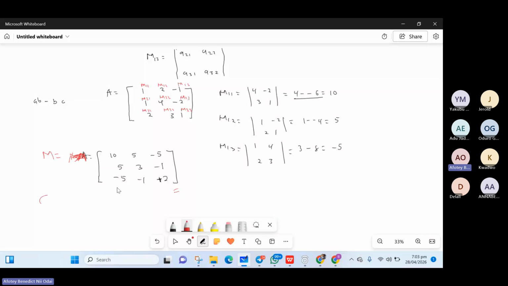Now, the second thing is to find the matrix of cofactors, and we are going to use the formula: plus, minus, plus, minus, plus, minus, plus, minus, plus, right? So once we are able to do this, what do we get? We get 10, -5, -5, -5, 3, -1, -5, 1, as well as 2. This is the matrix of cofactors.